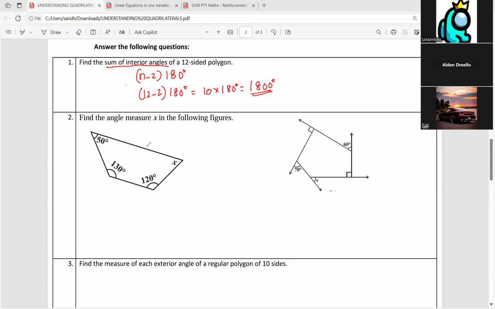Find the angle measure x in the following figures. When you get a figure to find x, you first want to count how many sides or how many angles are there in the figure. So, 1, 2, 3, 4. Four angles we have, and here 1, 2, 3, 4. Four only, not 5.